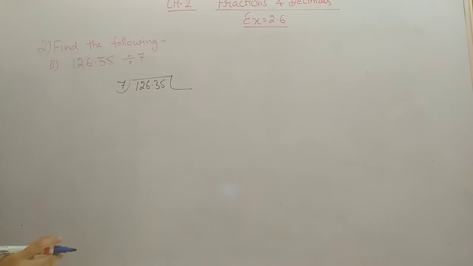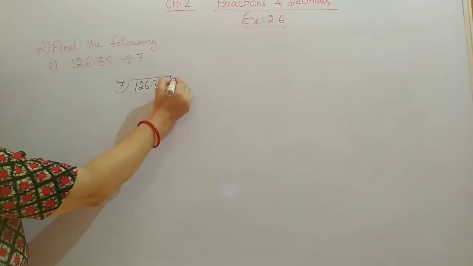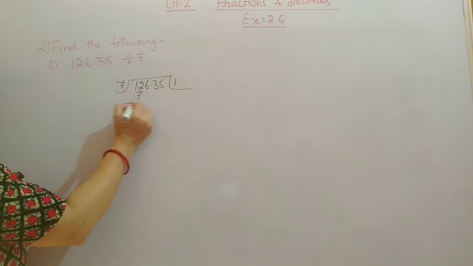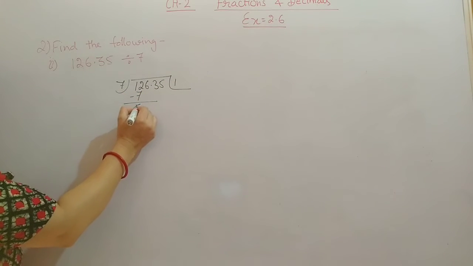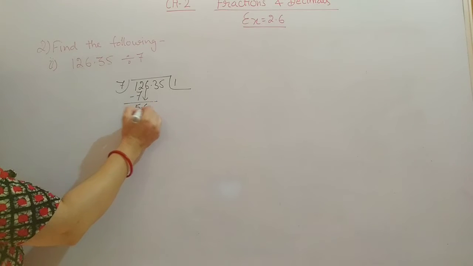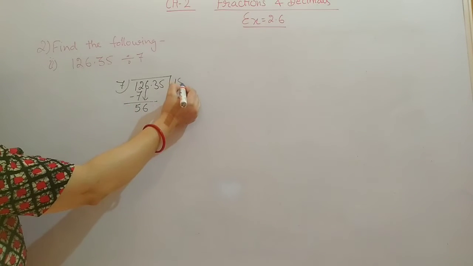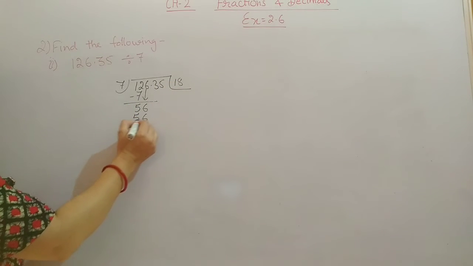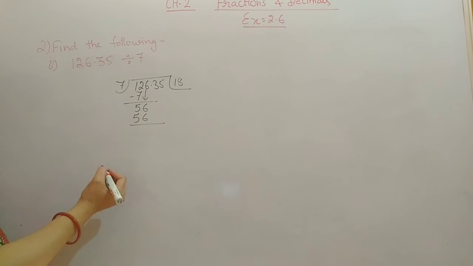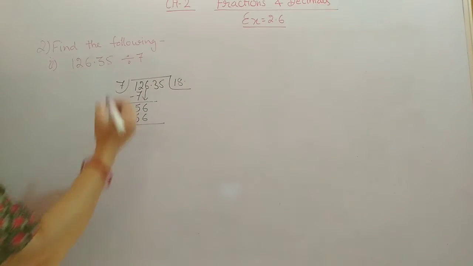So first we will divide this integral part. 7 1s are 7. 12 minus 7 is 5. Take 6 down. 56. 7 8s are 56. Now after 6 we have a decimal, so we have to write the decimal here also.